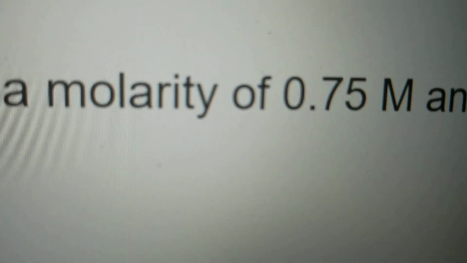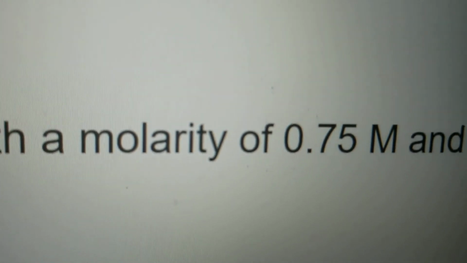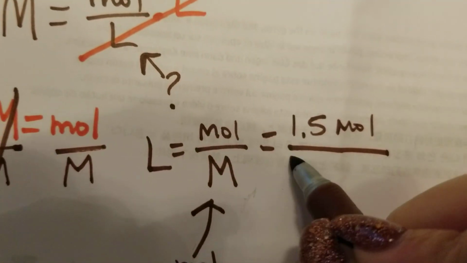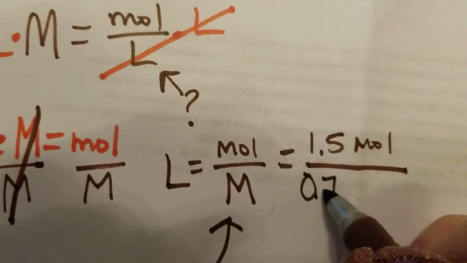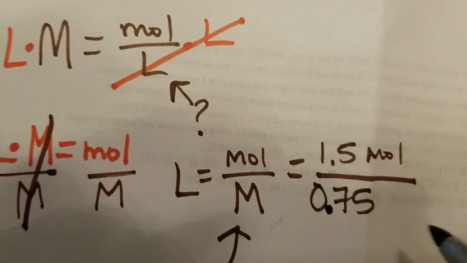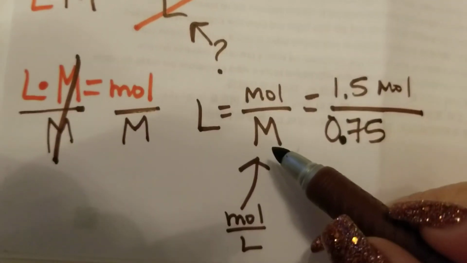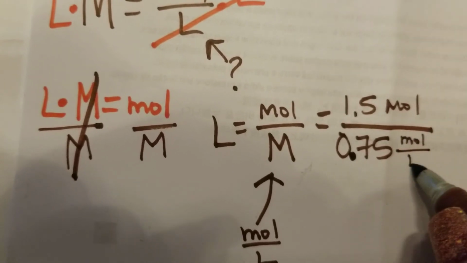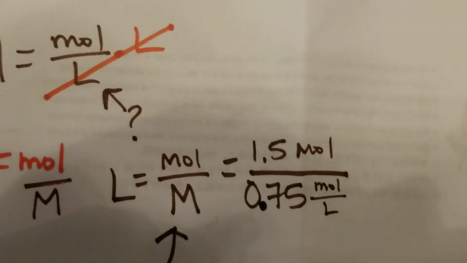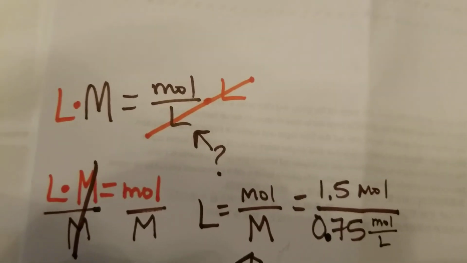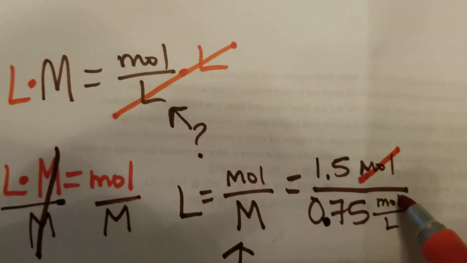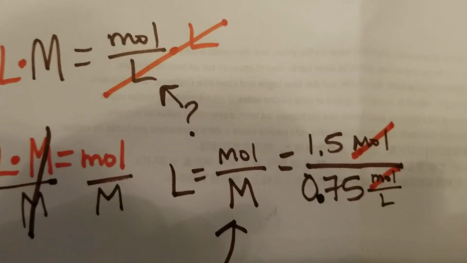Again, that capital M, really important. Watch, I'm not going to write it as capital M. I'm going to write moles over liter. Because if you do that, now you can see that moles on top, moles on bottom cancel.